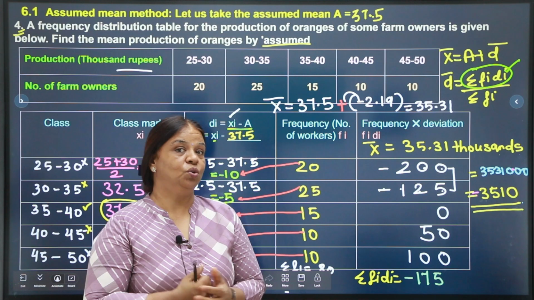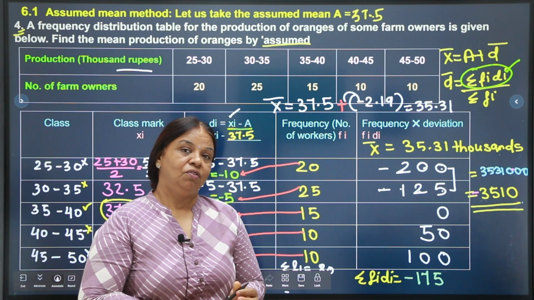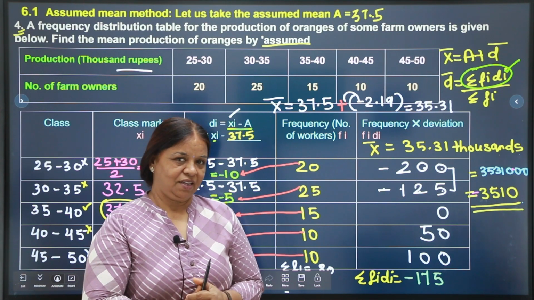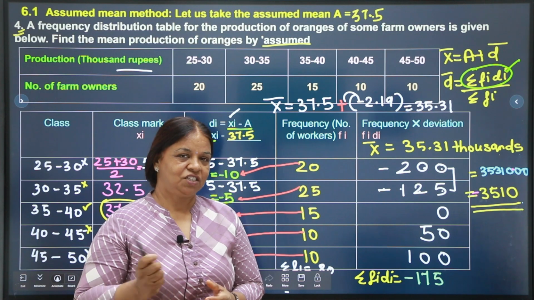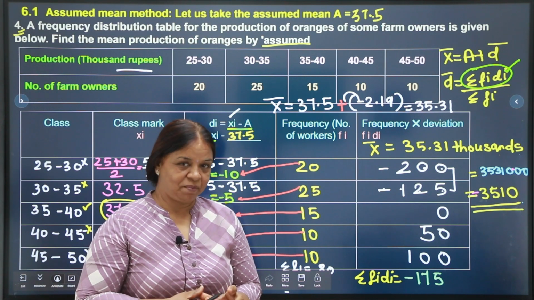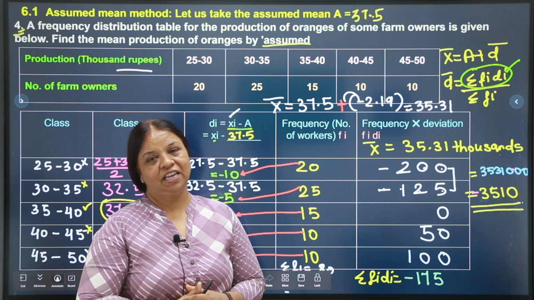In the next video, we will be meeting with step deviation method. But keep watching the first video which is of direct method and the second is of assumed mean method.